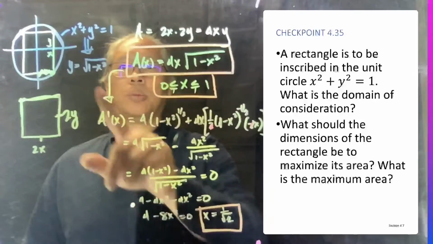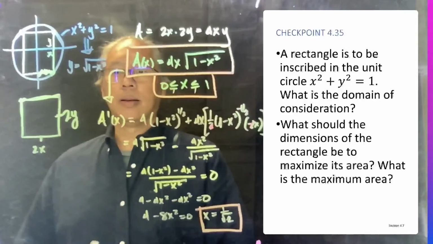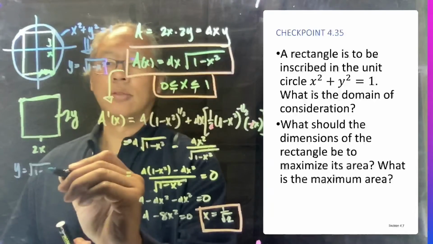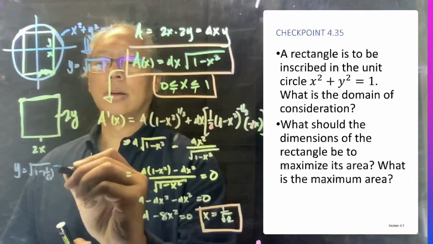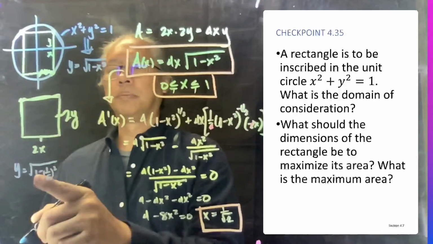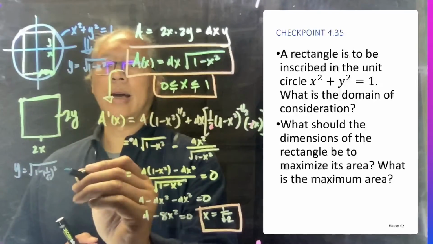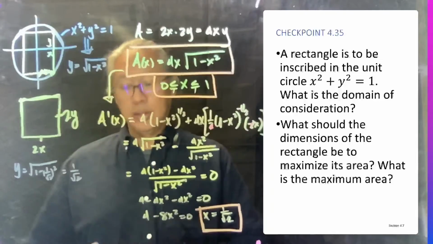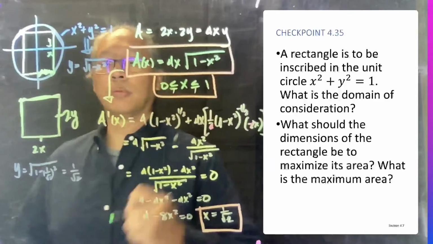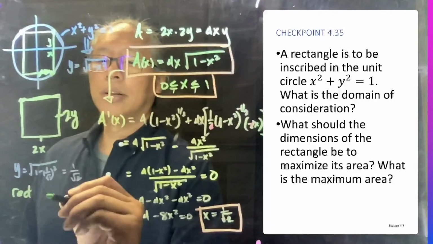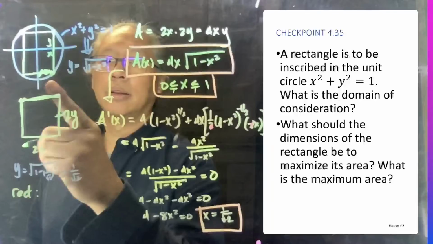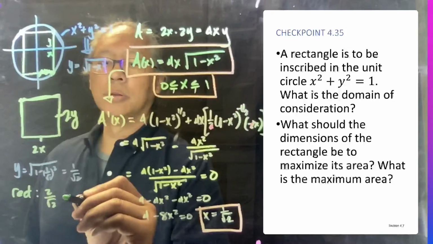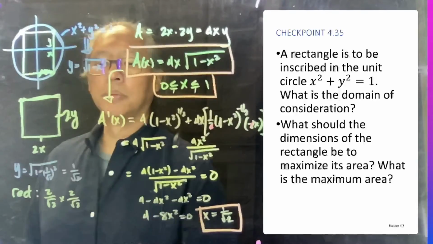If you put this into the y value, so y, when we put in the x value of 1 over root 2 quantity squared, this will give me 1 minus 1/2, which is 1/2 under square root, so it's also 1 over root 2. So it'll be the same dimensions. So it seems like the rectangle should have dimensions of 2x by 2y. So it'll be 2 over root 2 by 2 over root 2.